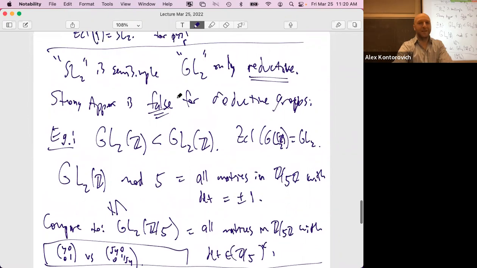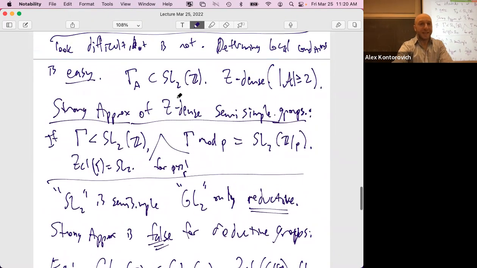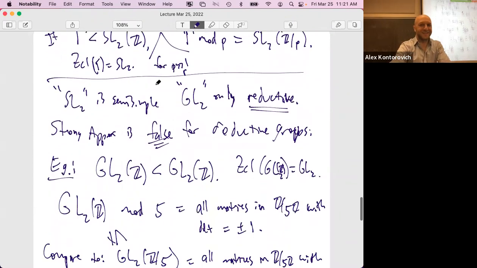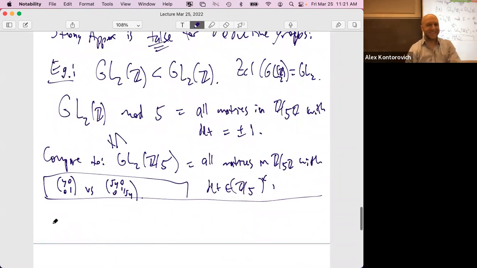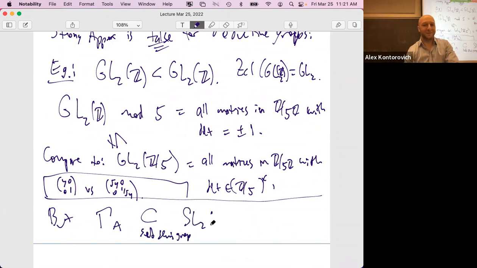Okay, so in the case of our gamma A, this is not a subgroup, it's only a subset. How can I apply strong approximation? It's only a sub-semigroup. It has a semigroup structure, but not a group structure, of SL2Z. So why can I apply it? Can strong approximation apply?